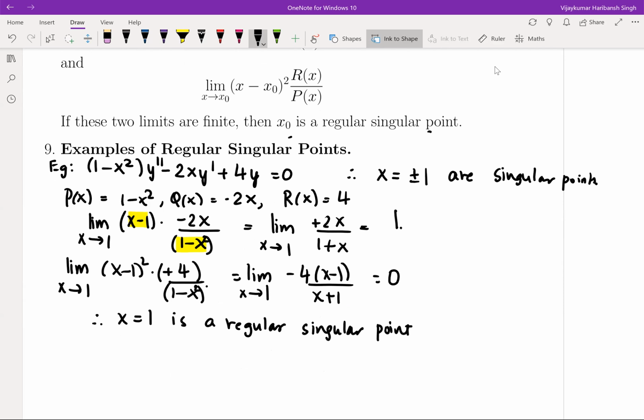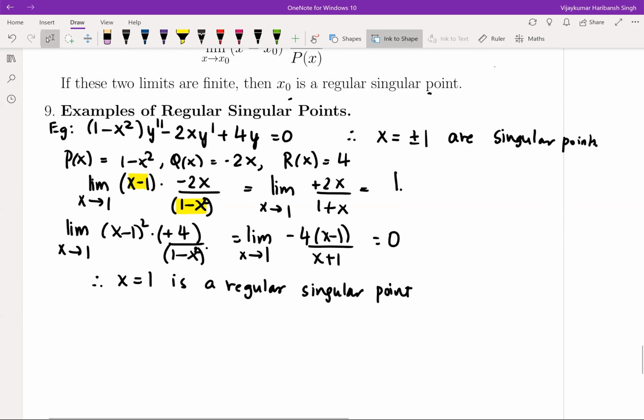Similarly, we can investigate for x equals minus 1.